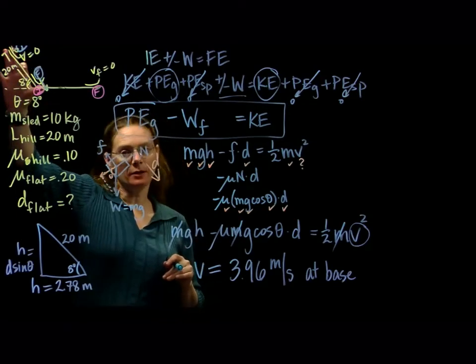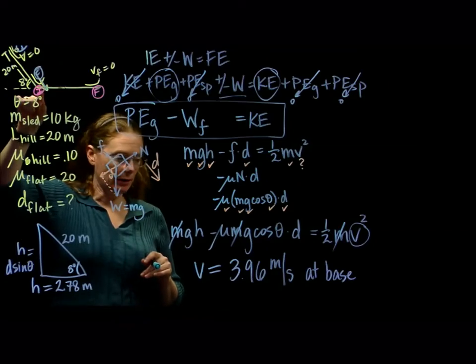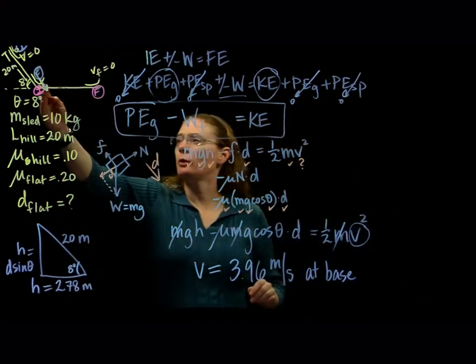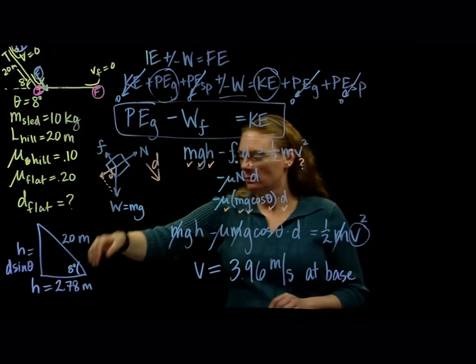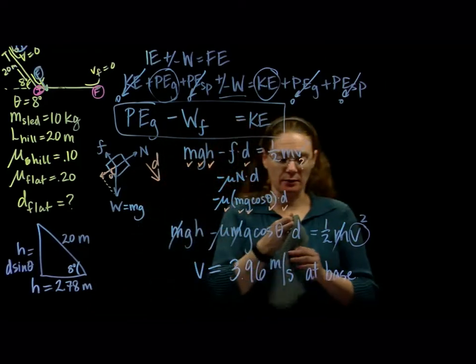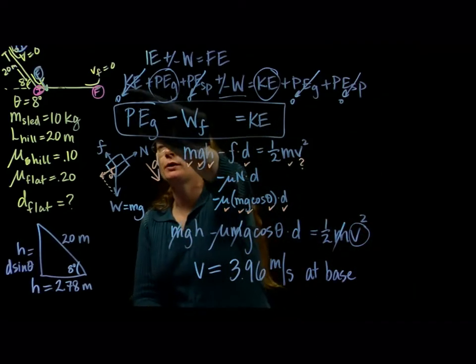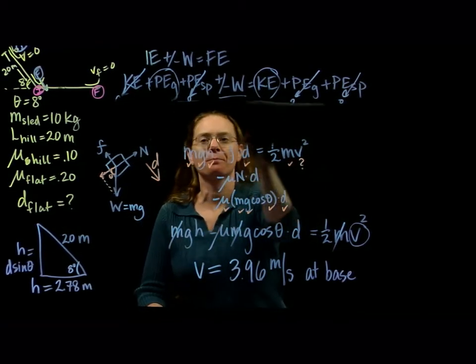So now we've done this portion of our problem, and we know how fast the sled is going at the base of the hill. So that's part 1. Now I'm going to do part 2, where we go from the base of the hill till the point where we end and have come to a rest because of friction. So let's see what we've got here. I can erase all this pretty much because I think it's going to be different.